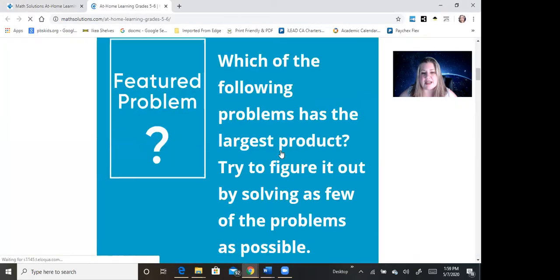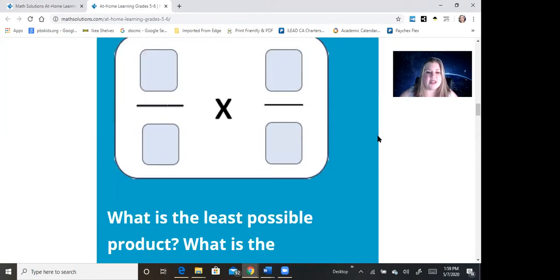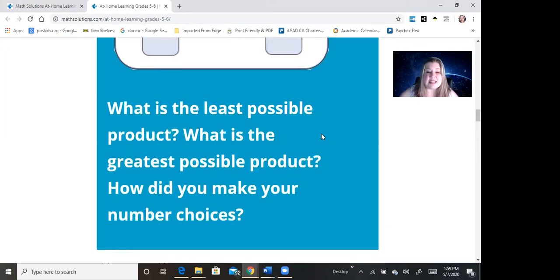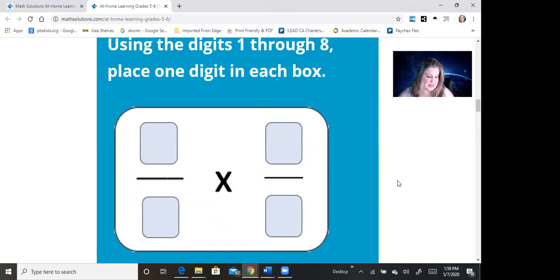Now, what we had looked at was using the digits 1 through 8 only once. Place one digit in each box and it can't be a repeated number. Now, you're not going to obviously use all those numbers 1 through 8. That's 8 numbers. You're only using 4 of them. There's only 4 boxes, but you can't repeat it, and it has to be one of those numbers 1 through 8. Okay, and so then the parameters were, what is the least possible product? What is the greatest possible product?